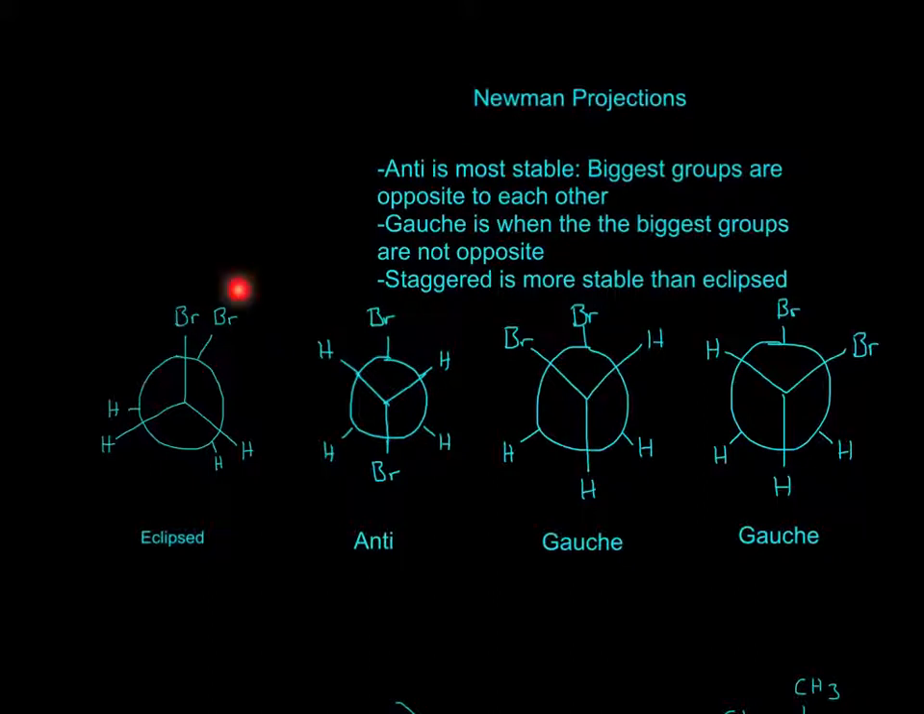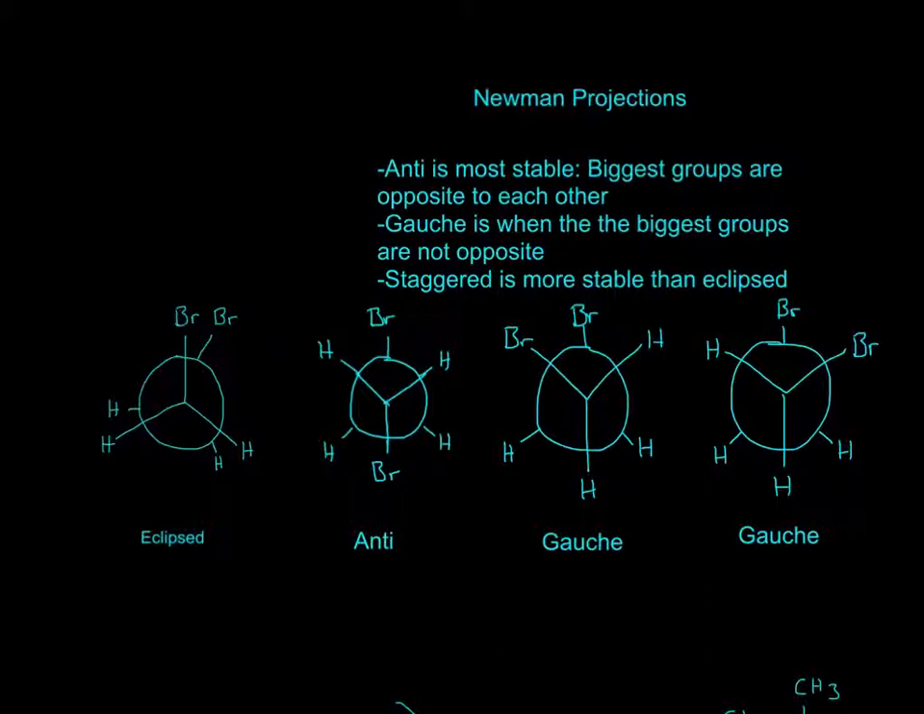Now, the eclipsed version, right? So this was staggered. All three of these were staggered. This is eclipsed. So even though it looks like the bromine is off to the right, what this truly means is that the bromine is directly behind the other bromine. If you're looking at the structure, you wouldn't actually see the other elements, because this bromine would be directly behind this bromine, this hydrogen would be directly behind it, and this hydrogen would be directly behind this hydrogen.